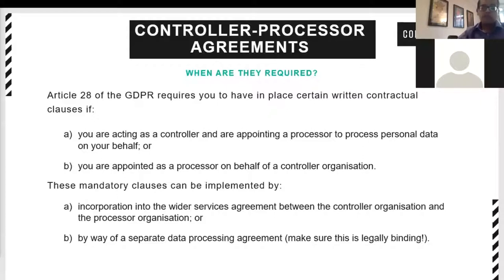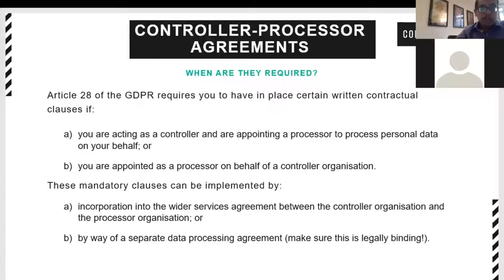The alternative option is that if the main services contract doesn't include the mandatory clauses, which might be the case, for example, if your organization still has contracts that are live that you entered into before the GDPR came into force, the alternative then is that you enter into a separate data processing agreement. The issue with doing that is you'll need to make sure that the separate data processing agreement is legally enforceable. So if you're only coming around to putting in place a data processing agreement now in respect of a services agreement that might be a bit old or doesn't have the clauses in it, the way to make that legally enforceable could be to execute it as a special type of contract called a deed.